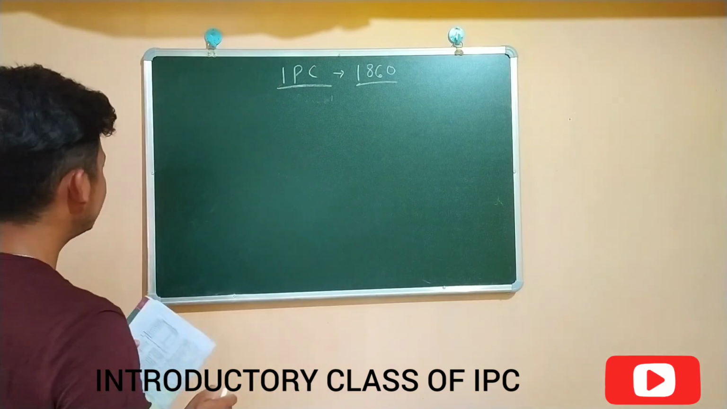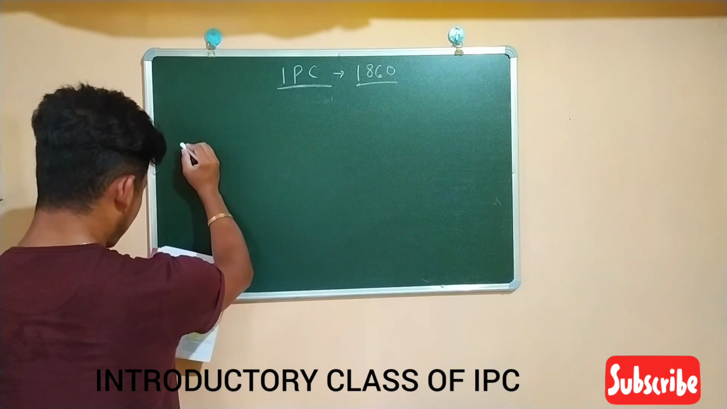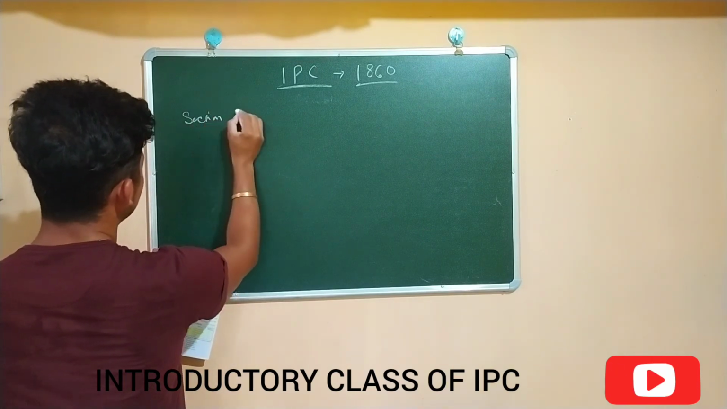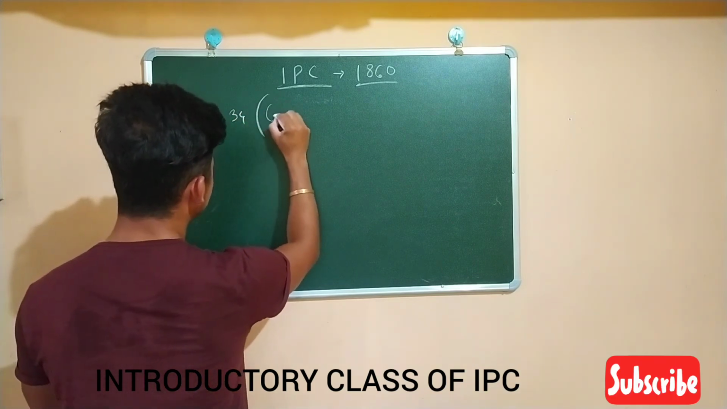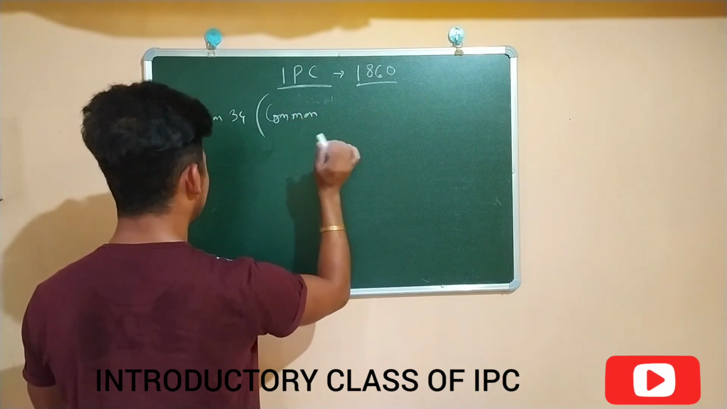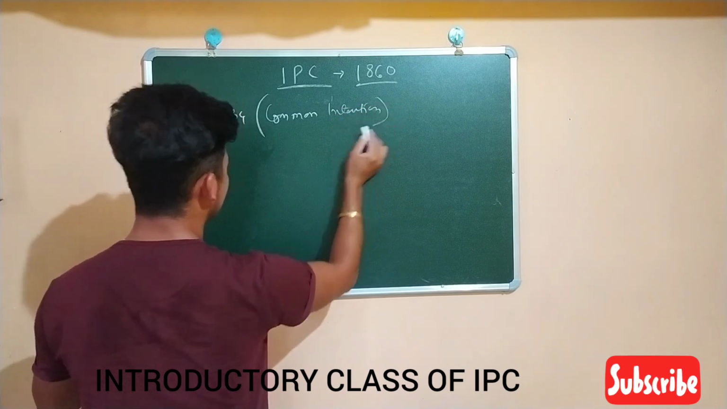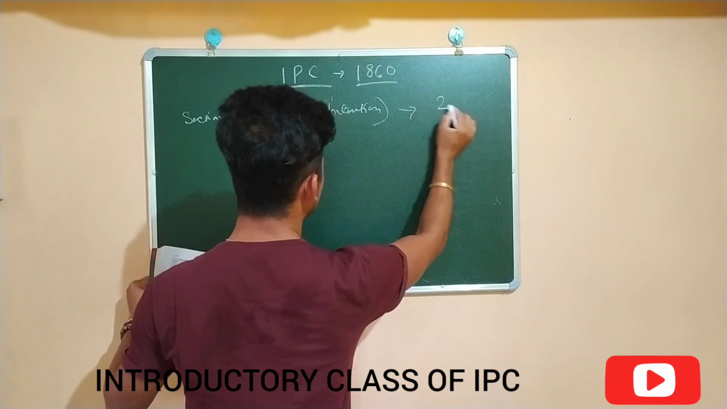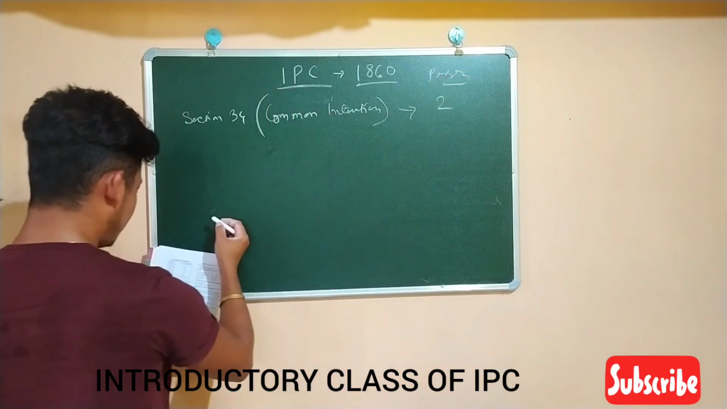Now we will see the number of persons required for the commission of a particular offense. Section 34 deals with common intention. This is a very important topic. We will discuss common intention in the next video. For common intention, the minimum number of offenders required is 2.